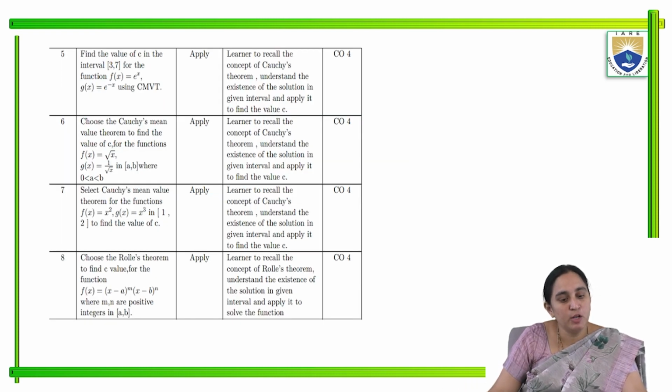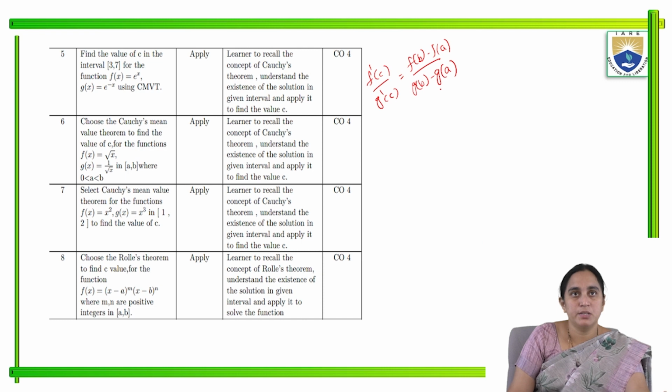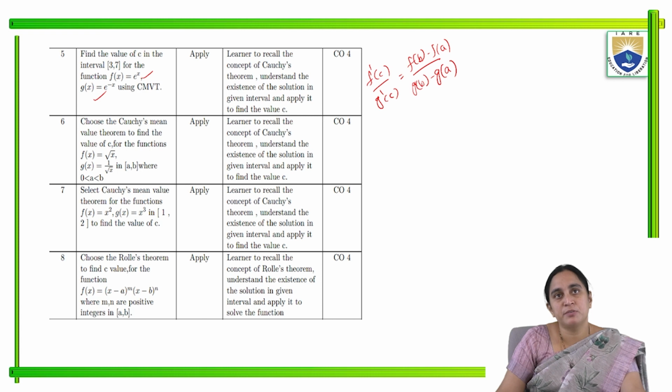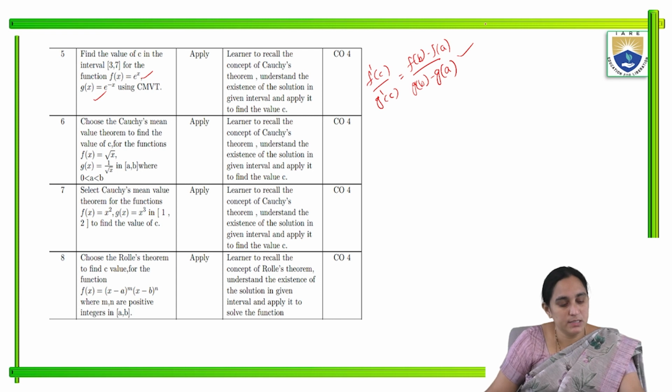Next, find the value of c in the closed interval 3 comma 7 for the functions f of x is equal to e power x and g of x is equal to e power minus x using Cauchy's mean value theorem. Already we discussed the condition for Cauchy's mean value theorem: f dash of c by g dash of c is equal to f of b minus f of a by g of b minus g of a. This is the condition. Okay, the functions here are exponential. First of all, we have to verify the function is continuous and differentiable. After that, find the c value from the formula. That is the fifth answer.